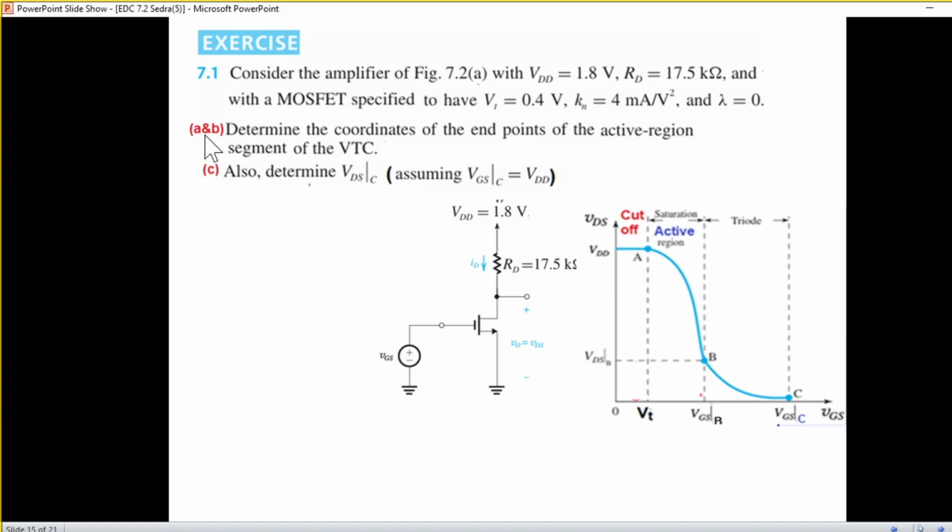So the question now says, in parts A and B, determine the coordinates of the endpoints of the active region segment of the VTC. These are the two endpoints of the active region, one is A and the other is B. So this is the first part. And in the second part, we have to determine VDSC, this point, assuming that VGSC here is equal to VDD. So this is equal to VDD, which is 1.8.